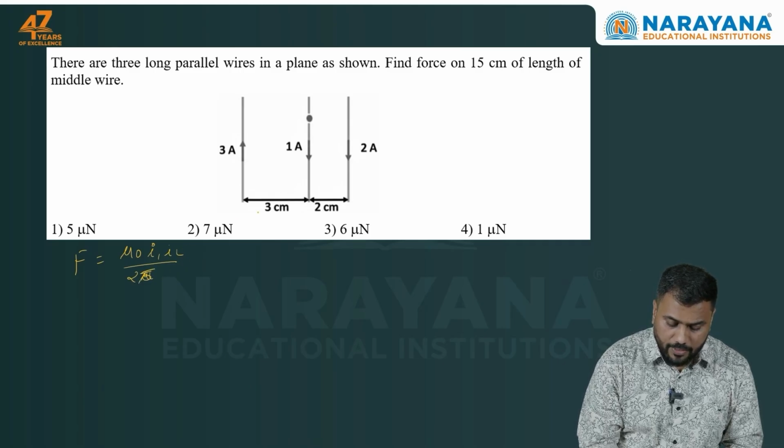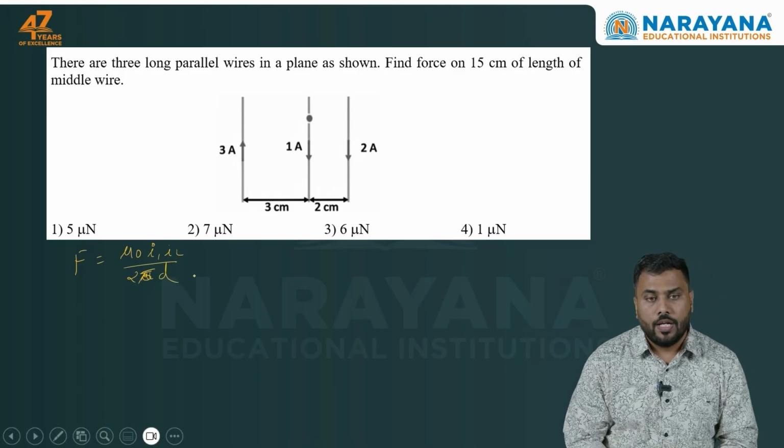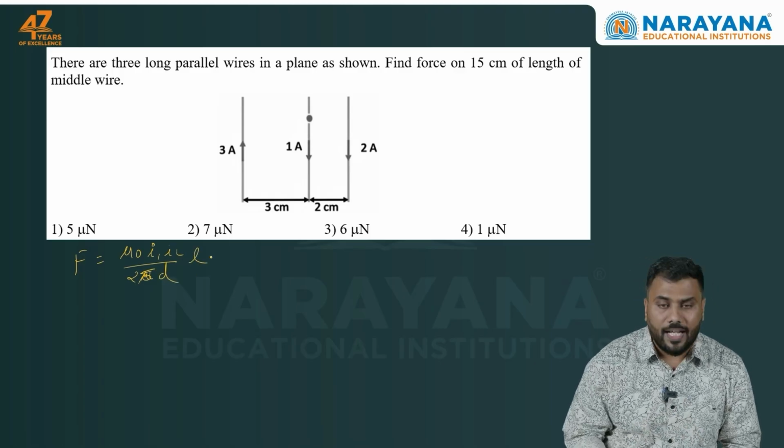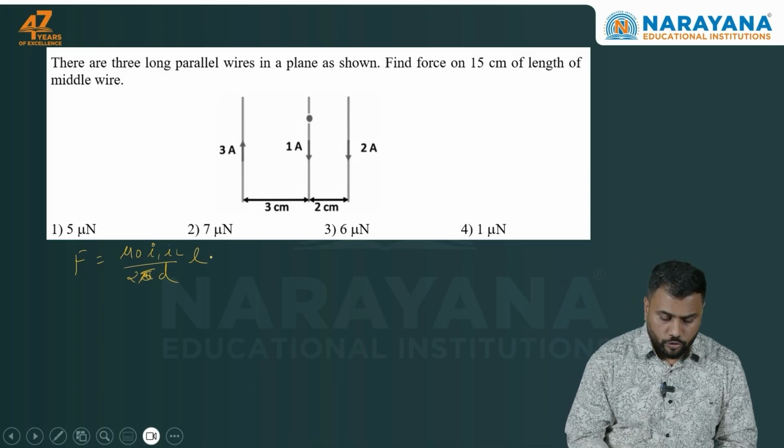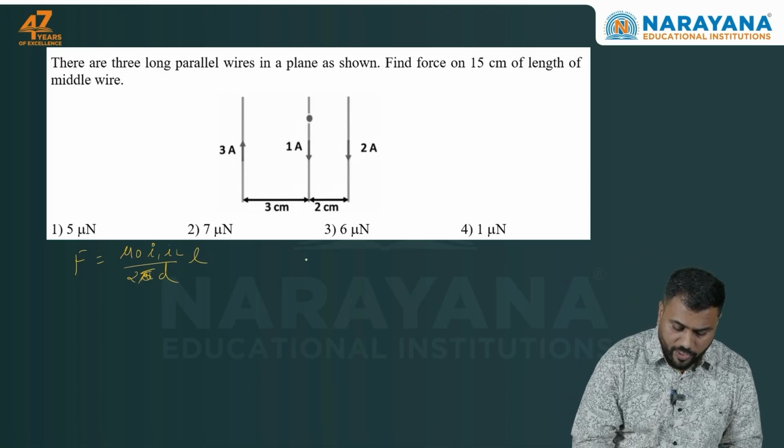There should be a pi and the distance between the wires, let's say that is d. This force is per unit length, so you have to multiply the length L of the wire in this. So for the force between the first two wires, let me draw the diagram here so that it is visible.